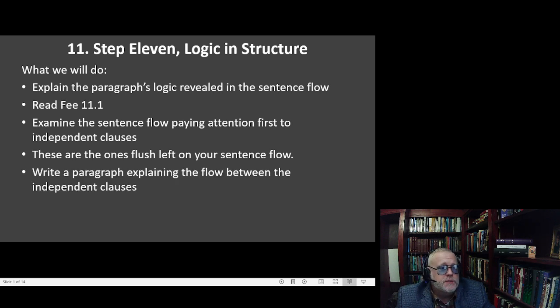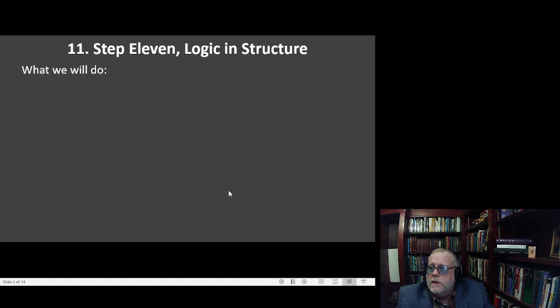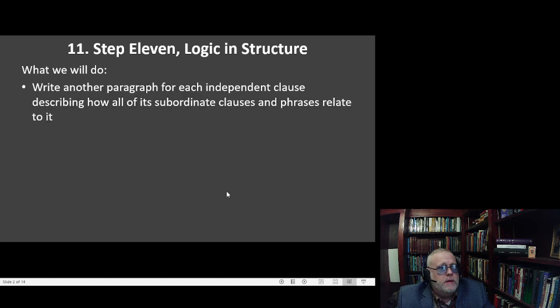Write a paragraph explaining the flow between the independent clauses. Articulate the theme that ties them all together. This could be performed by reducing it down to a central thing by looking at the various clauses. Next, write another paragraph for each of the independent clauses, describing how all of the subordinate clauses and phrases relate to the independent clause.